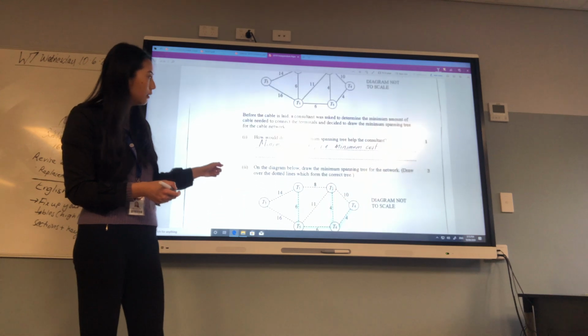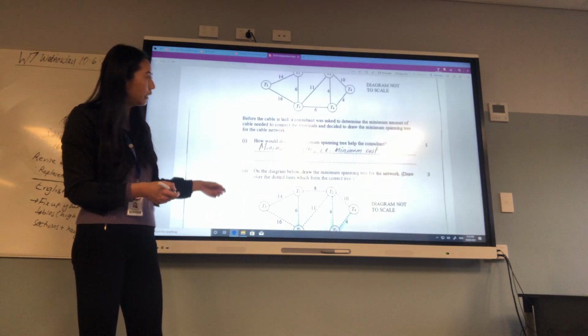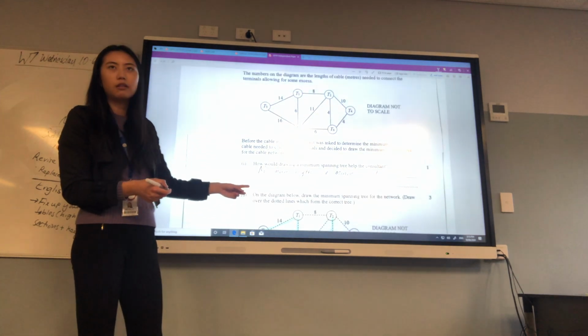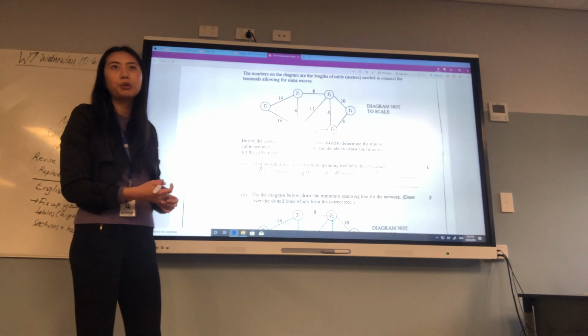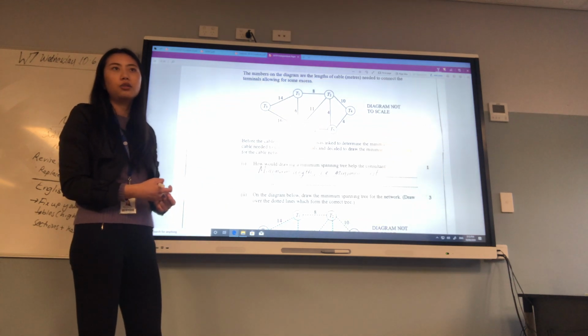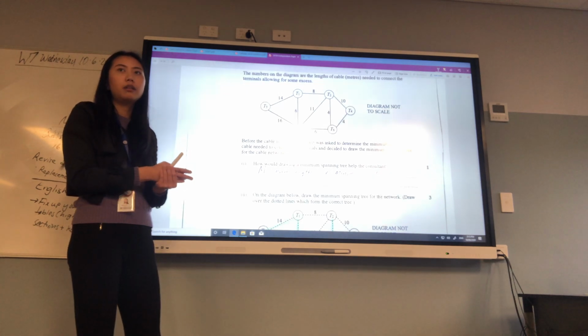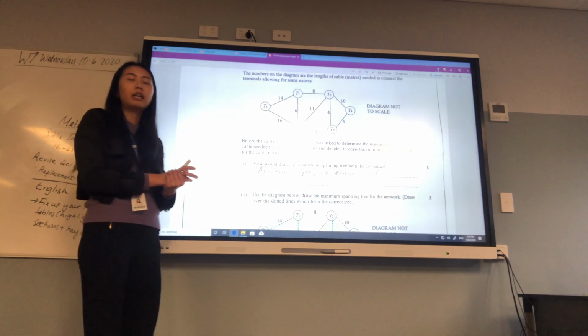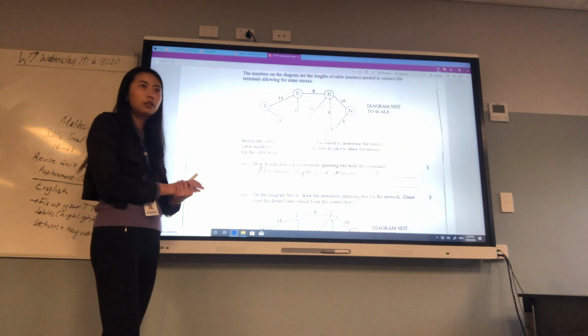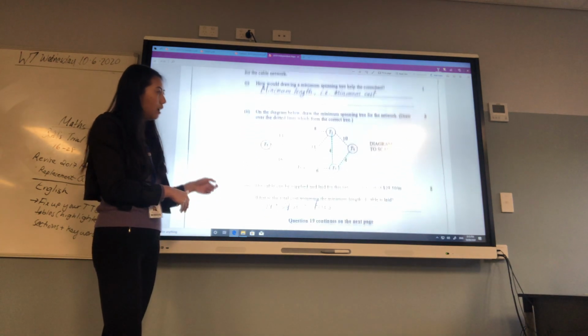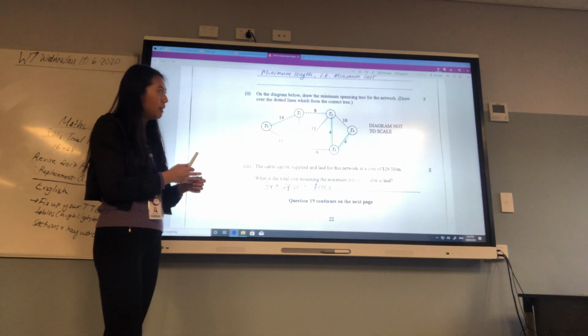Question 19. How would drawing a minimum spanning tree... This question is easy, right? A minimum spanning tree just helps you to find the shortest distance to go through every single point. So in real life, it gives you the minimum cost. That's the purpose of it. And it just asks you to find the minimum spanning tree.